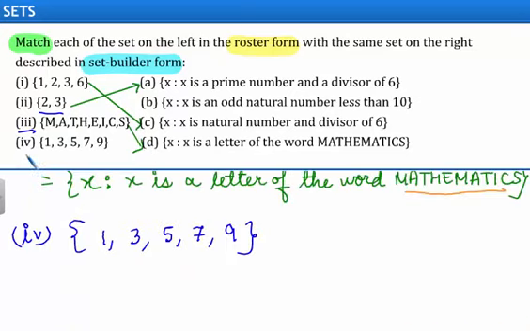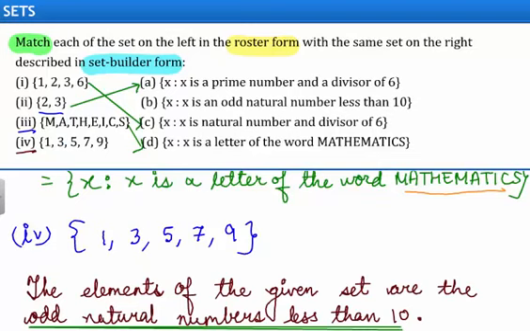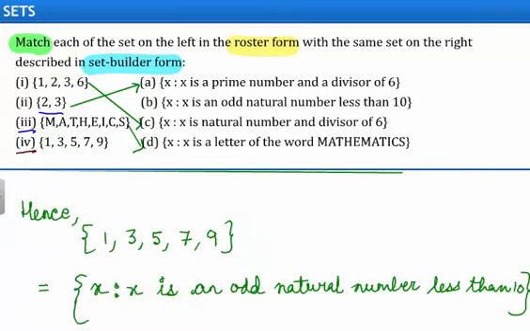Let us now consider the fourth set given in roster form. Now, on observing the elements of this set, we find that the elements are the odd natural numbers less than 10. Hence, the given set can be written in set builder form as x is such that x is an odd natural number less than 10. So, we can match this fourth part to part B. So here we have the fourth part being matched with part B. So this completes the solution of this question.